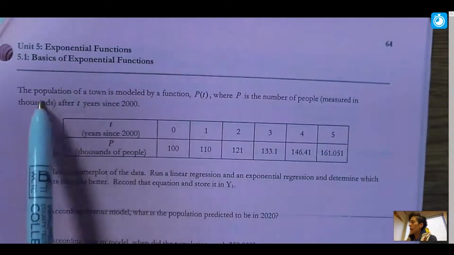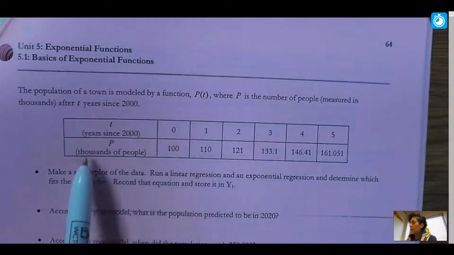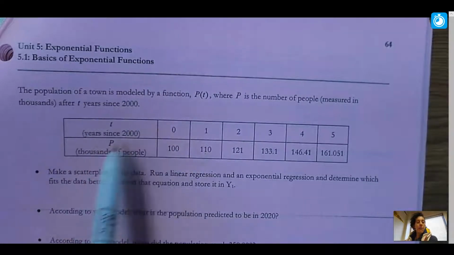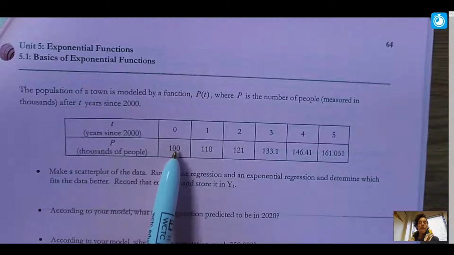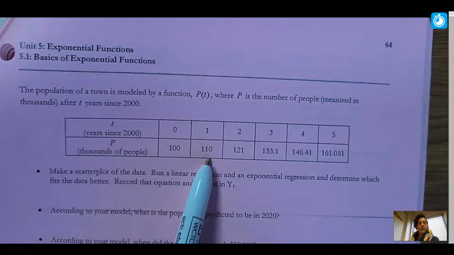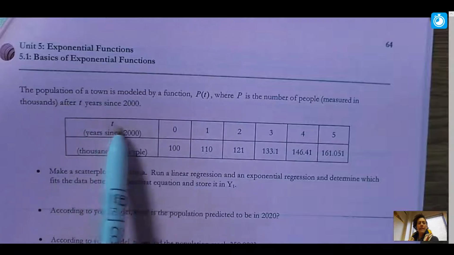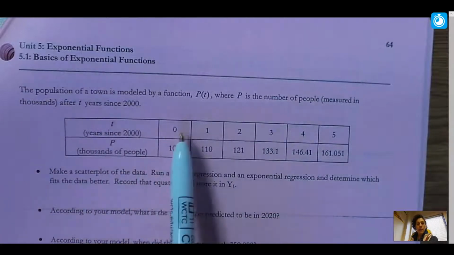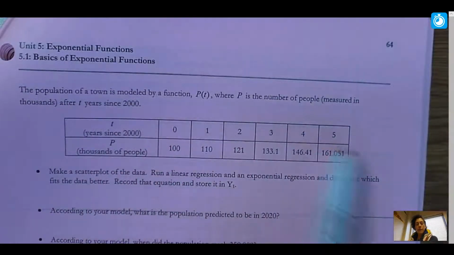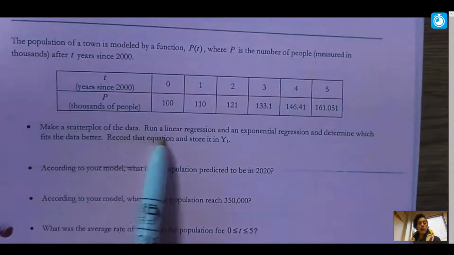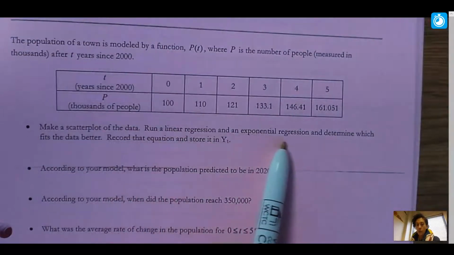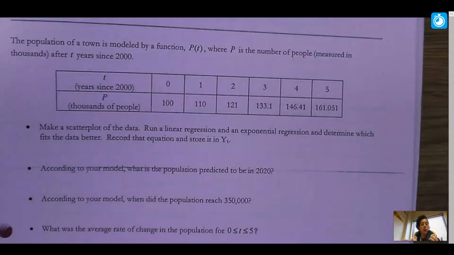So in our first one, we have the population of a town. It's modeled by this, okay? And P is the number of people measured in thousands. So this isn't 100 people, this is 100,000, 110,000, etc. And T is the year since 2000. So this is the year 2000, 2003, 2005. So what we need to do is make a scatter plot of the data, run a linear regression and an exponential regression, and determine which fits the data better.